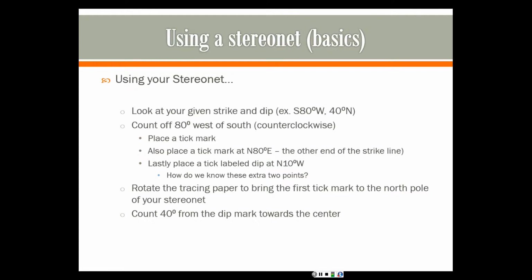Since it's in this format, we would start from the south pole, count 80 degrees along the outside, along the primitive, and put a little tick mark there. Then that's one end of our strike line. Now we can put the other end of the strike line, the north 80 degrees east, and we can put our dip line, north 10 degrees west. Who knows how I got that number? Because it doesn't tell me there. It just says 40 degrees north. So why am I putting a tick mark at north 10 degrees west?